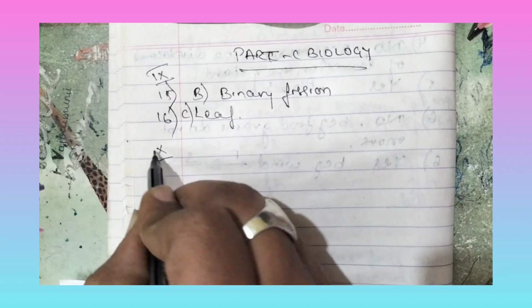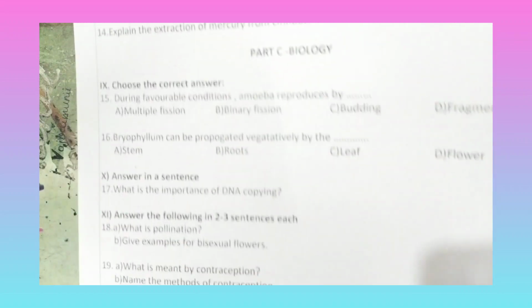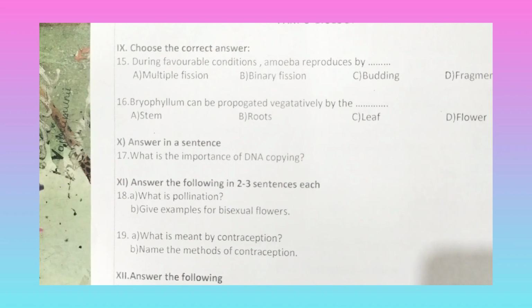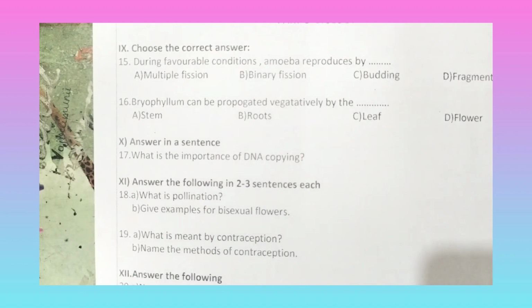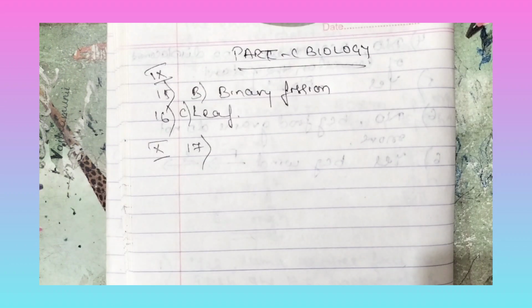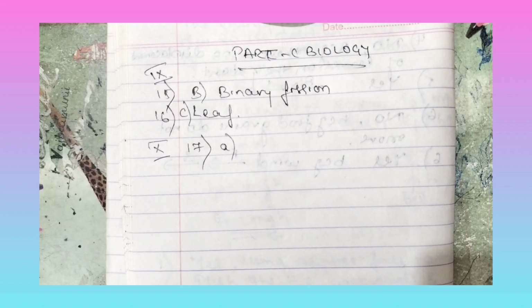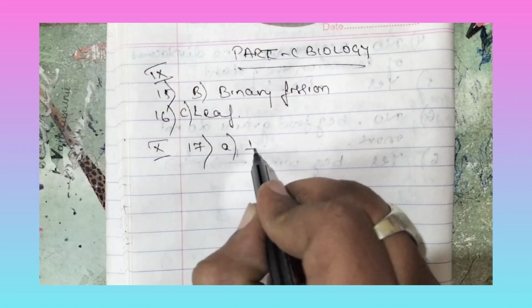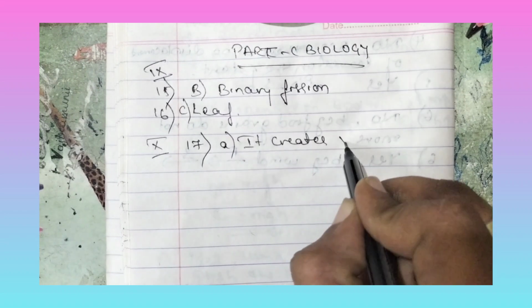Now let us move to the 10th mark, that is the 17th question. The 17th question is, what is the importance of DNA copying? So let us answer this question. What is the importance of DNA copying? The importance of DNA copying is that it creates variation.